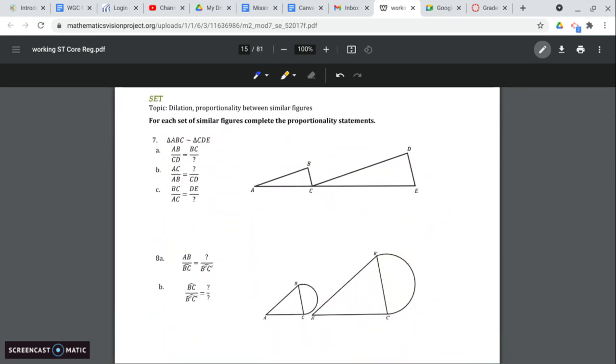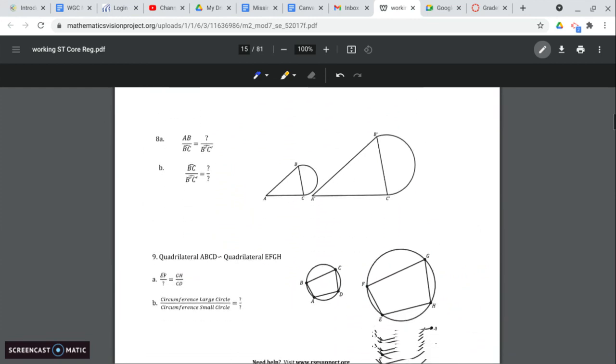All right. For each set of similar figures, complete the proportionality statements. So we are actually going to take a look at number 8. So we have AB over arc BC equals what over arc B prime C prime? So the arc is the curve of this circle. So it's saying arc BC and arc B prime C prime and AB and A prime B prime. Those would be the proportional parts here.